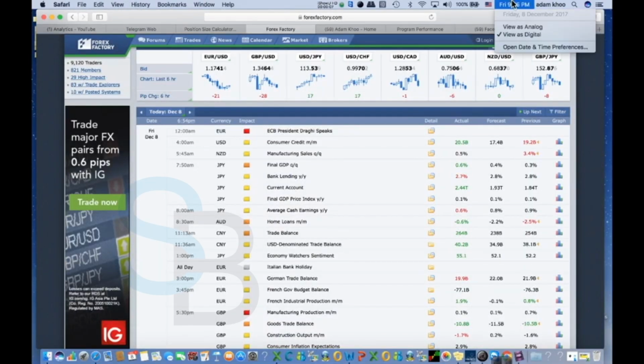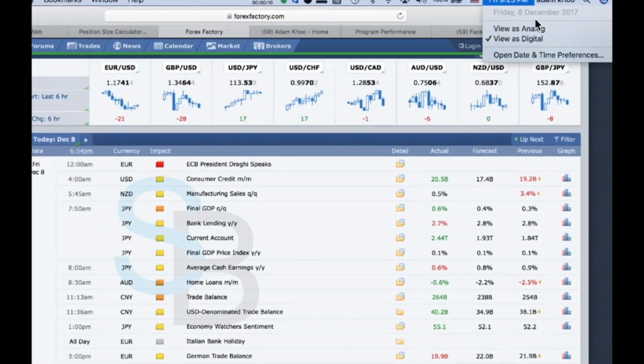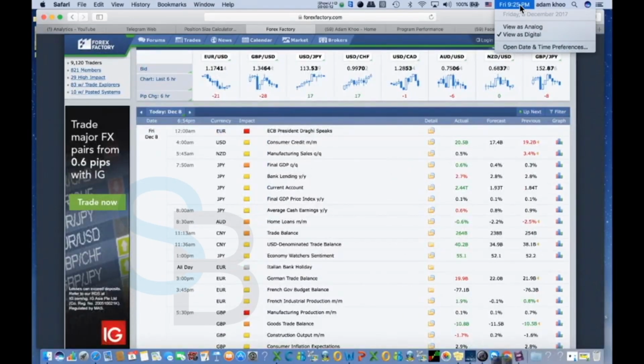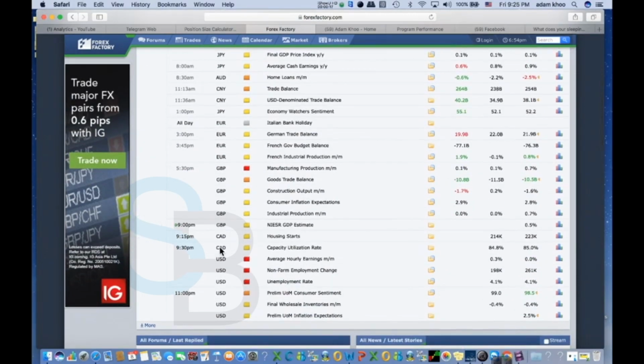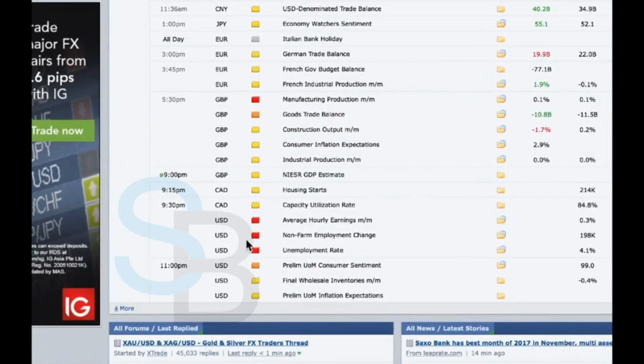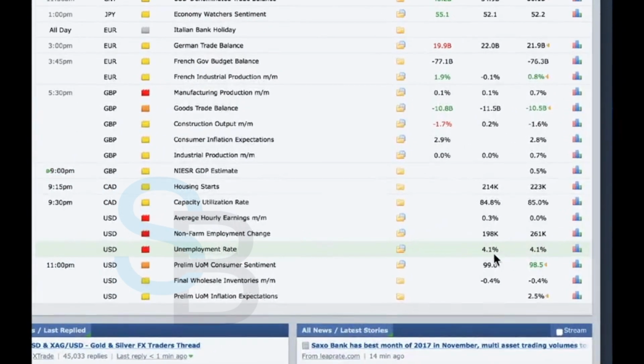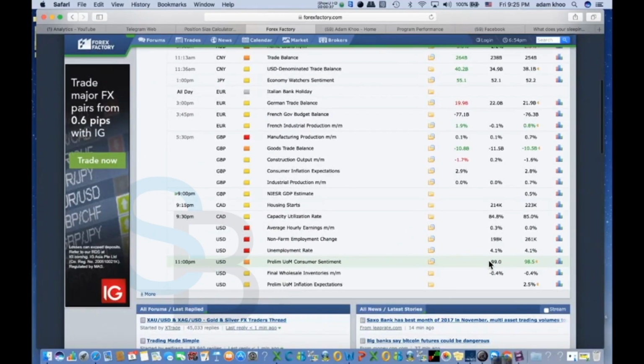All right, guys. So it's Friday, 8th of December, and it's 9:25 p.m. At 9:30 p.m., you can see that there's going to be major US dollar news, which is unemployment rate and non-farm employment change. So this is one of the major news I trade, unemployment rate. So if the figure that comes out is remarkably different from the forecast, you see a huge movement in the dollar. All right. So to trade the US dollar news, we're going to use the Euro US dollar.